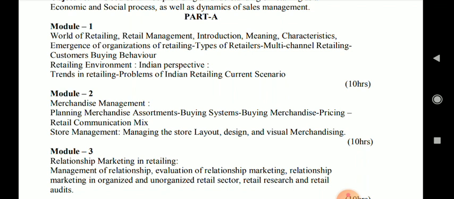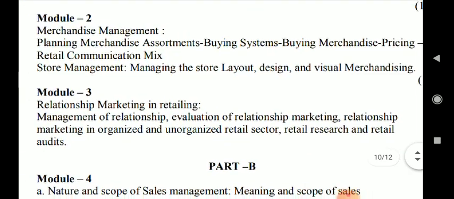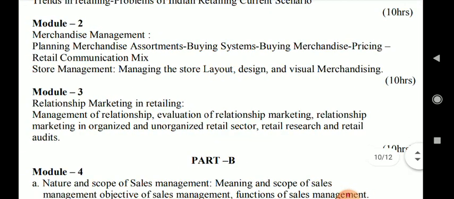Module number 2 talks about merchandise management. So what is this merchandise management? It includes planning of merchandise, what all merchandise you want to keep in your store. Merchandise is basically all those items that you keep in your stores with an intention to sell it. Then assortments, that is, what are the variety that you are going to have of merchandise.